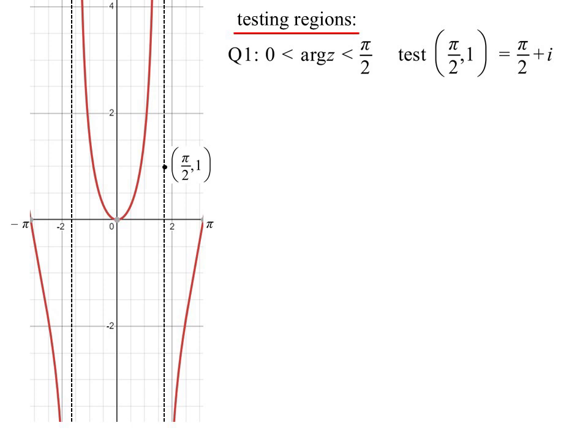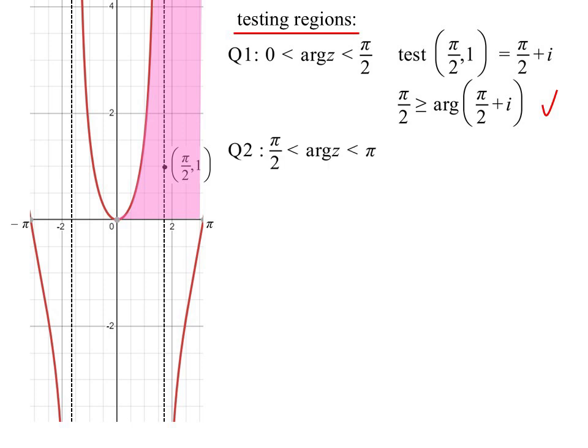The real part of that is pi on 2. Is pi on 2 bigger than the argument? The argument of that, well, hang on. What's the argument of pi on 2 plus i? Well, I don't really care because all I know is it's going to be something in between 0 and pi on 2. So yes, the real part has got to be bigger than whatever that argument is. So yes, that one's okay. I'm on that side.